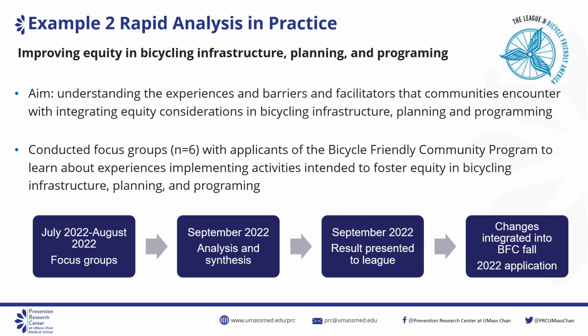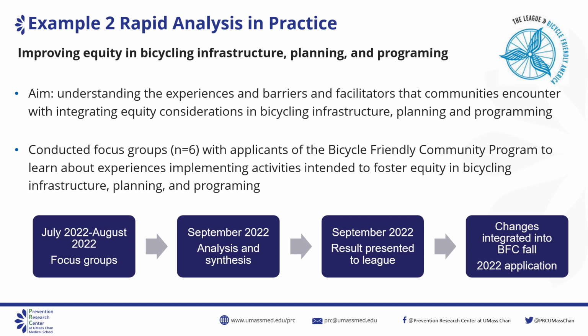So what happens is communities apply for the program, they're given a score, and then they're given guidance based on their score for areas that they can improve on to improve their bike friendliness and move up in the rankings. So the League recently has focused on improving equity in biking, and as such, they wanted to understand how communities are currently addressing equity in cycling infrastructure, planning, and programming, as well as barriers and facilitators that communities are facing in these efforts.